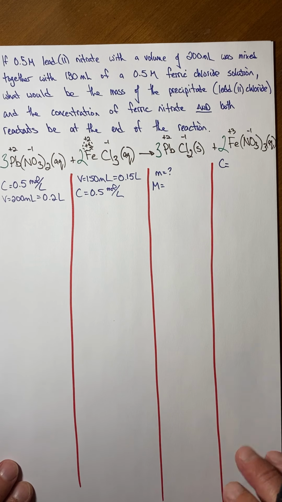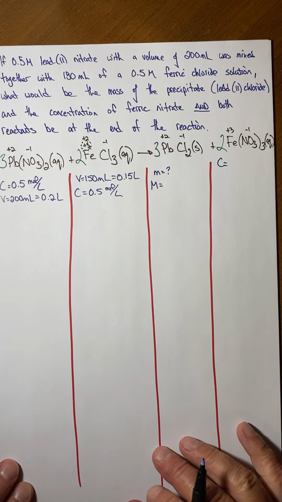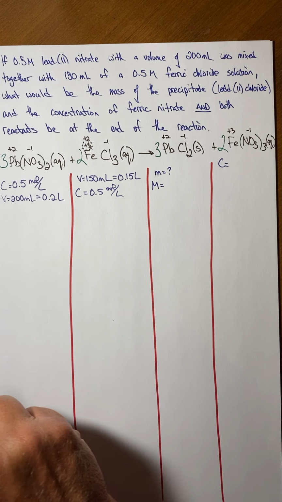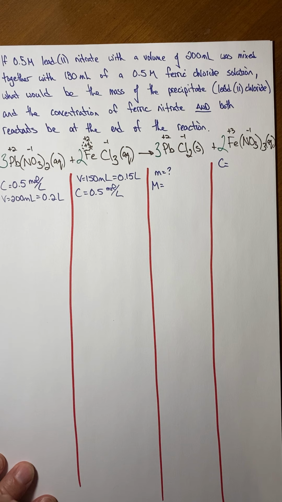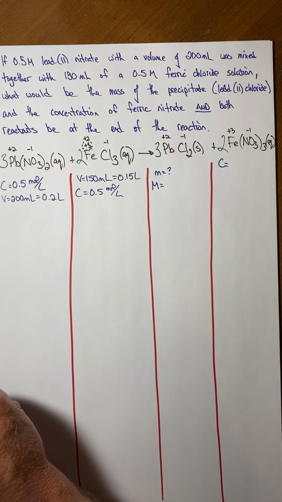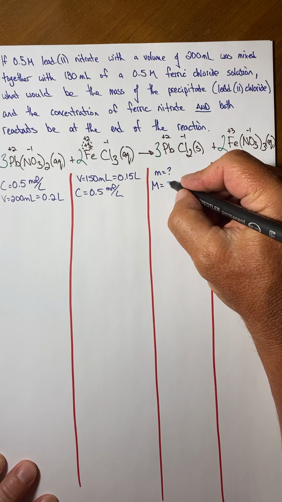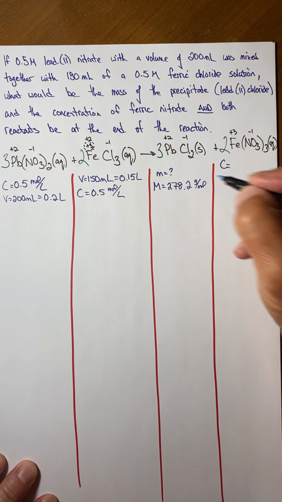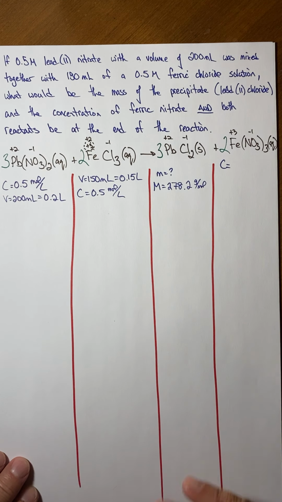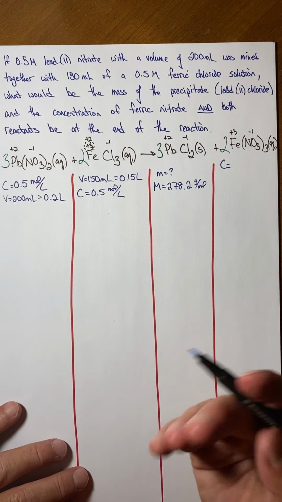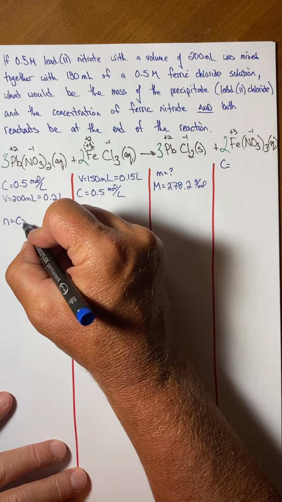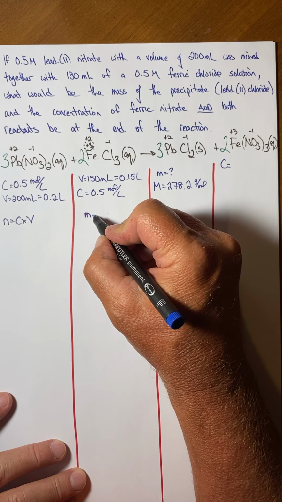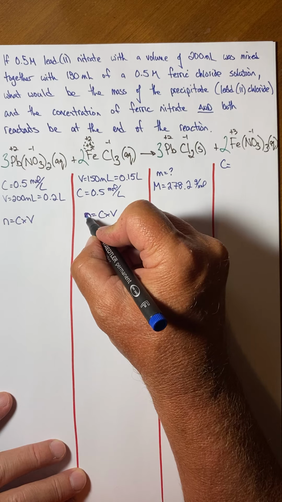So the first thing I'm going to do is find the molar mass of lead-2 chloride. So lead has a molar mass of 207.2 plus 35.5 times 2. And I am going to end up with 278.2 grams per mole. All right. Again, this is a limiting reactant question. Specific amounts of both reactants were given. So I need to find which one's going to run out first. So I'm going to use n equals c times v on both of these columns. Whoops, n equals c times v. That's supposed to be an n.